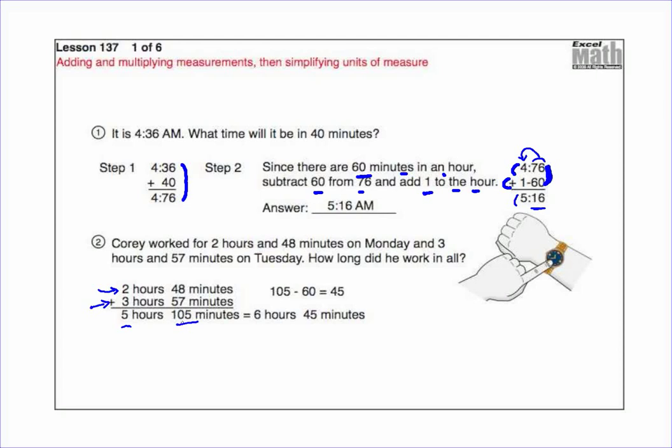Well, again, what we want to do is move an hour from here over to here. So I take 60 minutes out of the 105 minutes, which leaves me with 45 minutes in the minutes column, and then I'm moving the 1 hour over to here, which then makes that 6 hours. So 5 hours and 105 minutes is the same thing as 6 hours and 45 minutes. We never want to have more than 59 in the minutes place. Once it gets to 60, of course, that's a whole hour.